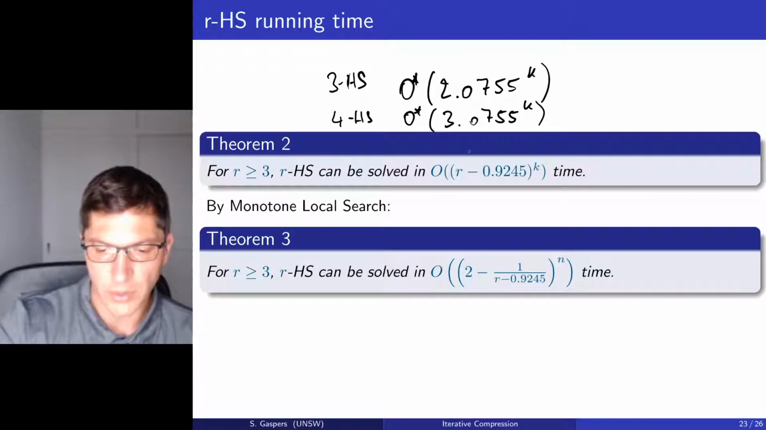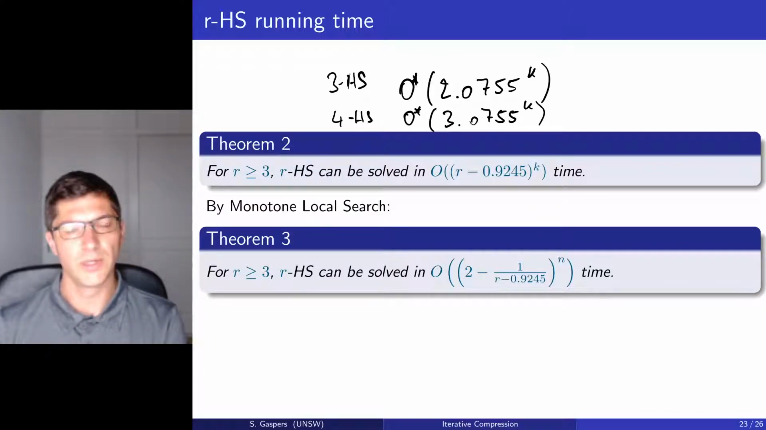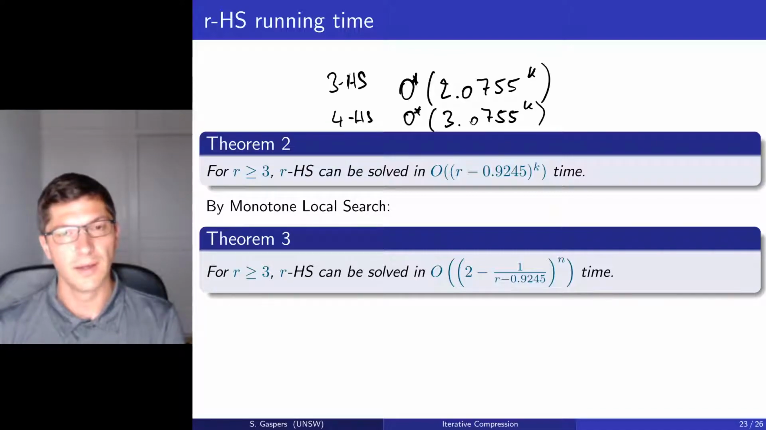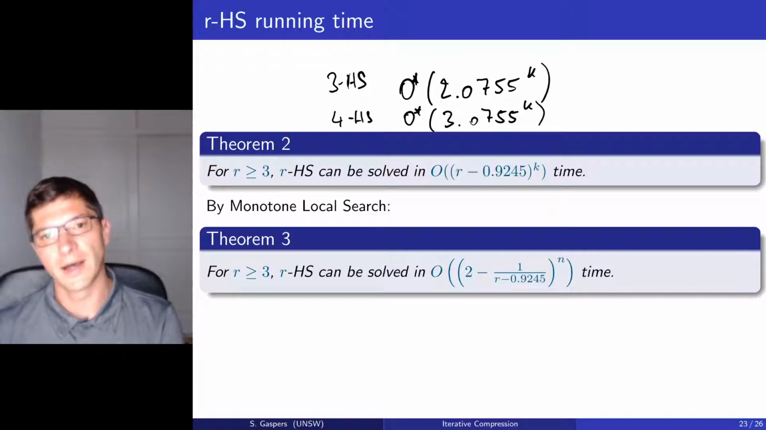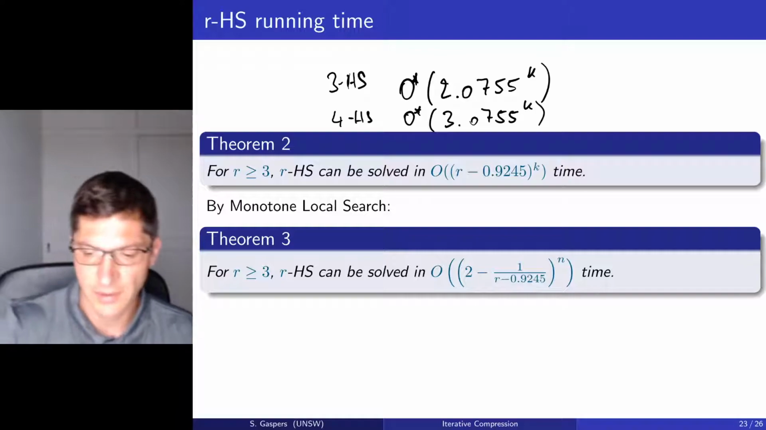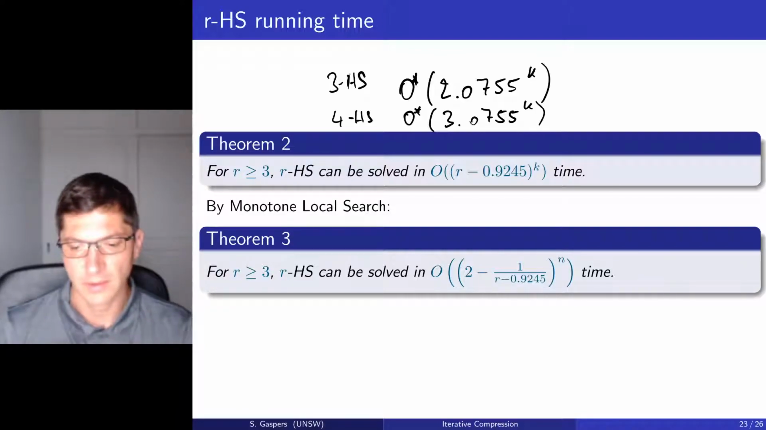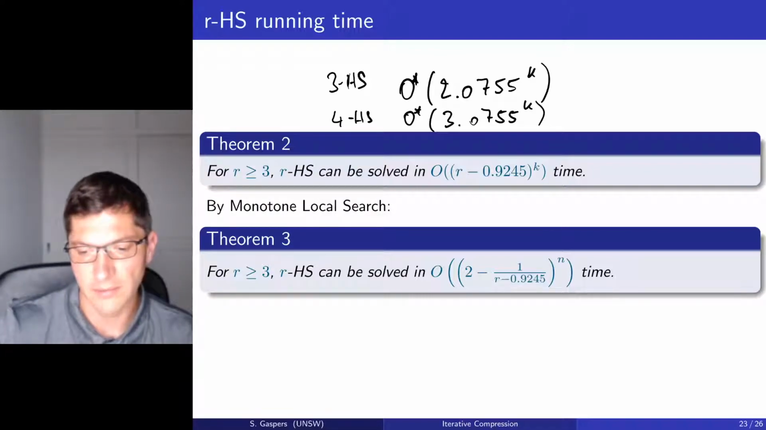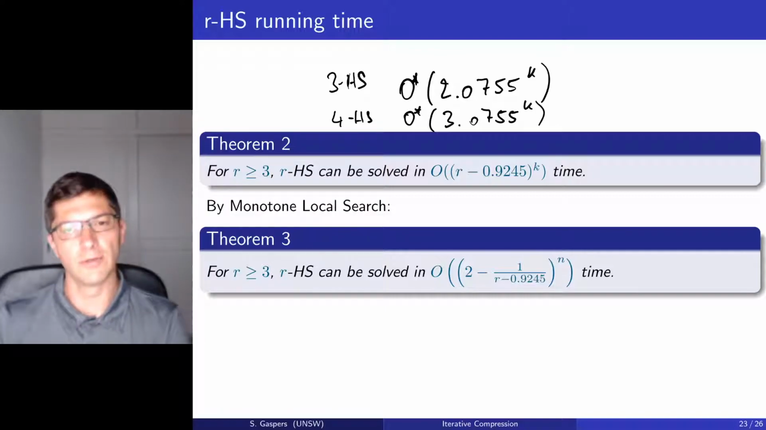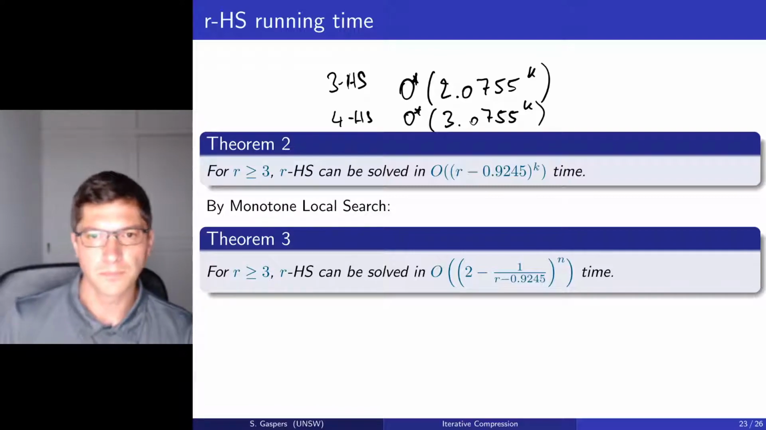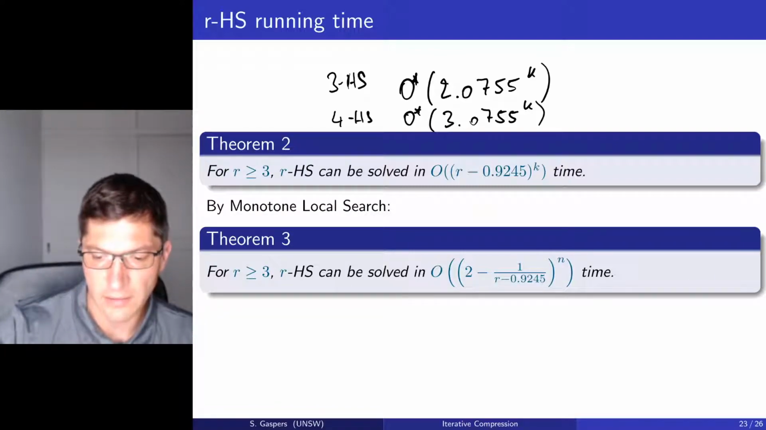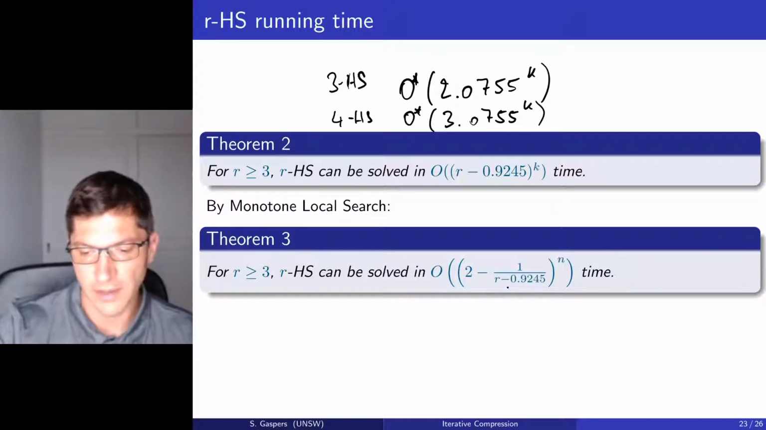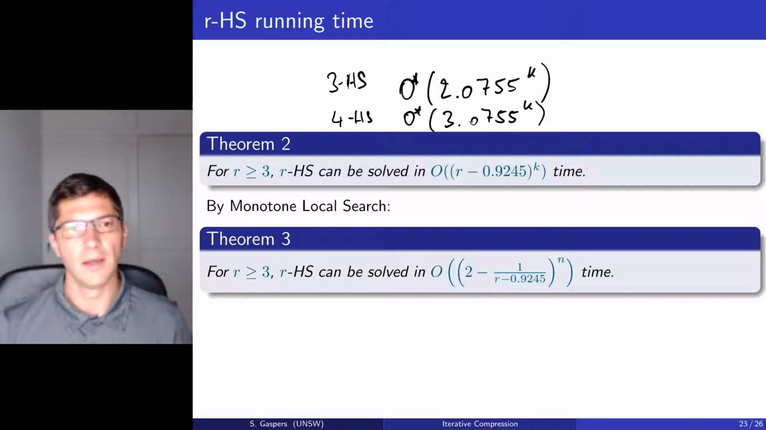Okay, so we get a parameterized algorithm like this, and now we know that by monotone local search, since this is a subset problem, we can derive also a running time in terms of n. What we get here is 2 minus 1 divided by r minus 0.9245, and all of it to the power n. Whenever r is a fixed constant, this will give us something faster than 2 to the power n. But of course, if r becomes large, then this method doesn't work anymore.